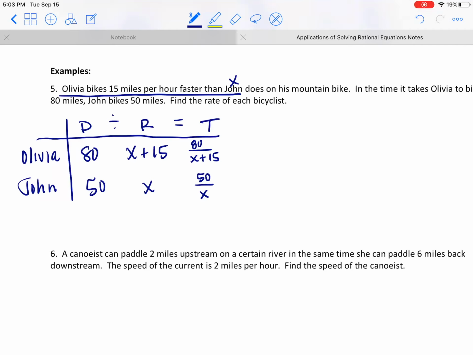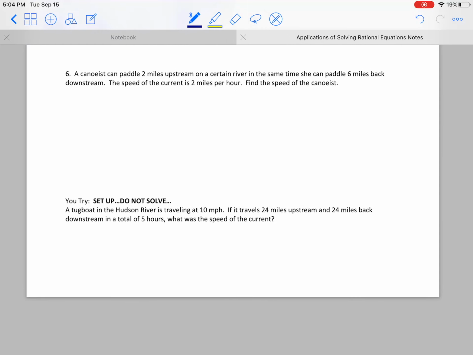Okay? Now, since she can do this in the same time that it takes John, that means the times have to be equal. So our equation becomes 80 over x plus 15 equals 50 over x. Now again, in the interest of time, I'm going to do that solving on my own because the solving piece isn't really new. So that will be in the completed note sheet. And let's just try to get the setup going on this other problem here.